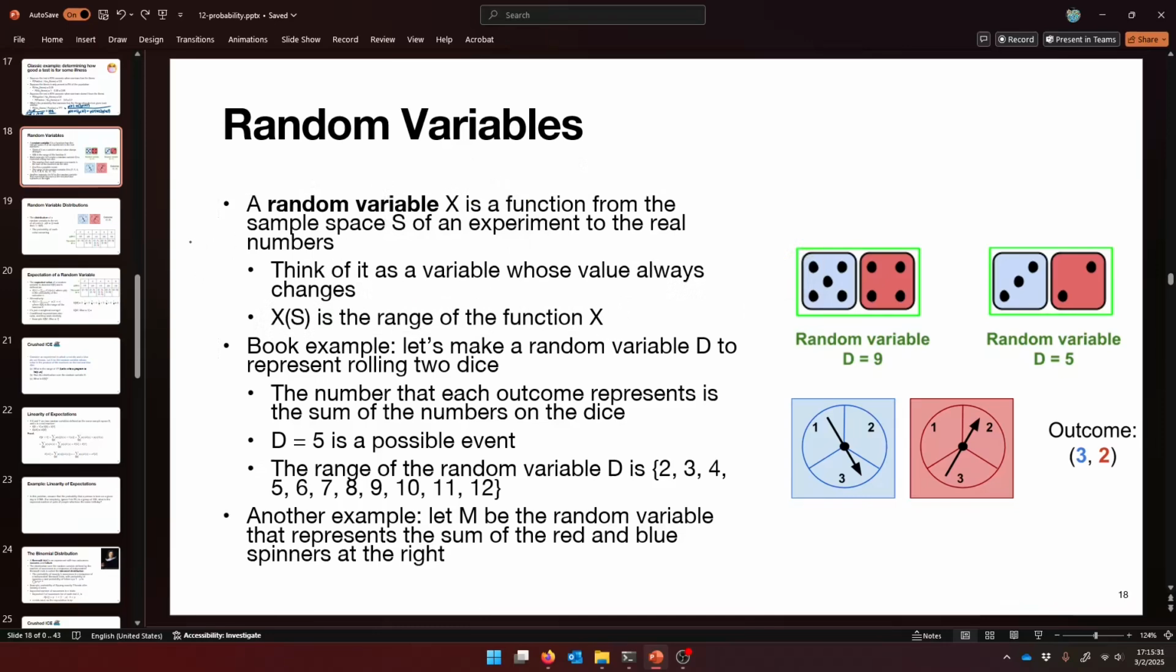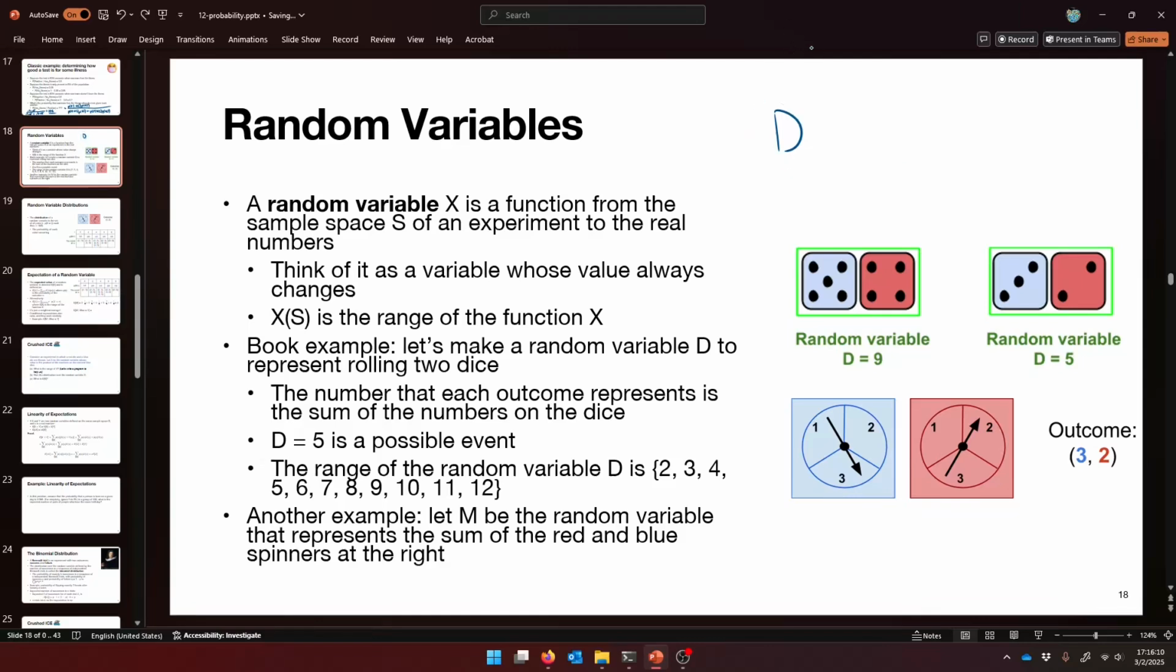Let's say that we've got a random variable called d, and every time we look at it, it tells us the sum of 2 dice rolls. Here's a good example, it's from your book as well. Let's make a random variable d to represent rolling 2 dice, and the number that the random variable represents is the sum that we get when we roll the dice. Every time you print it out, you roll 2 random dice, a blue die and a red die, and you're getting back the sum of those dice.